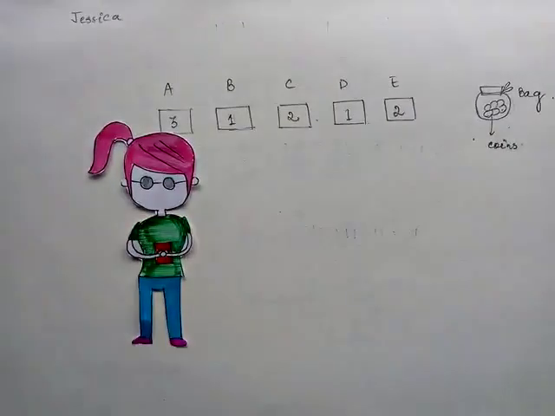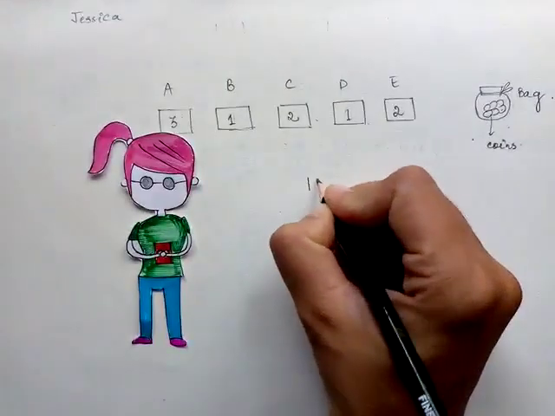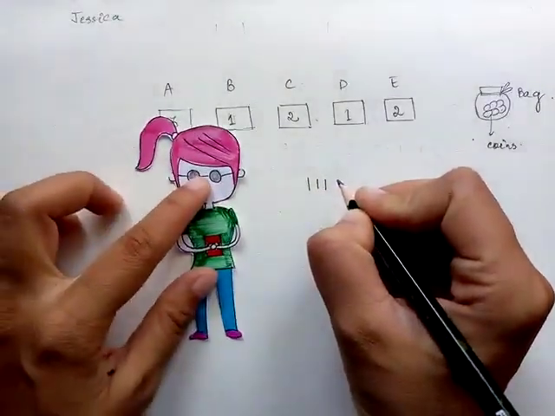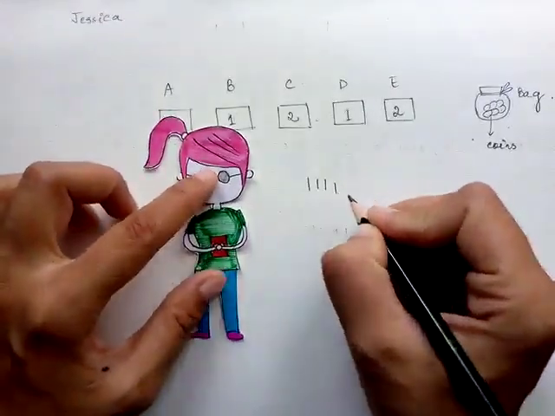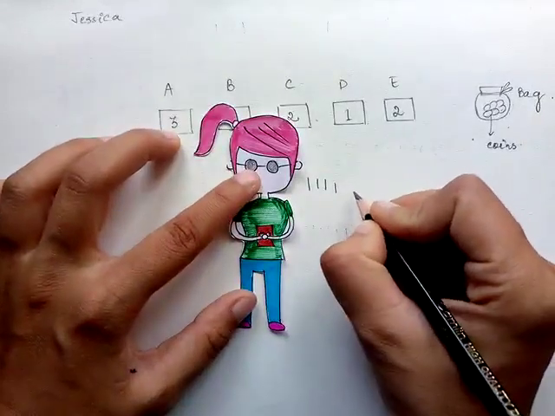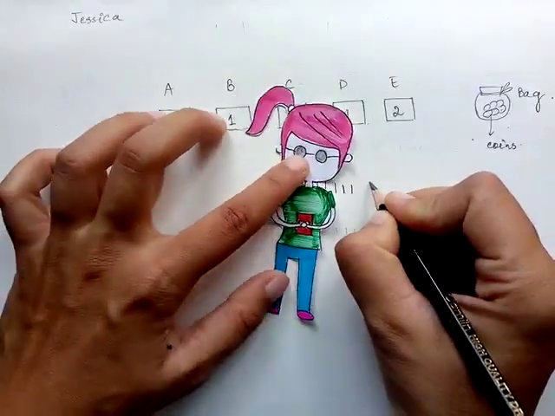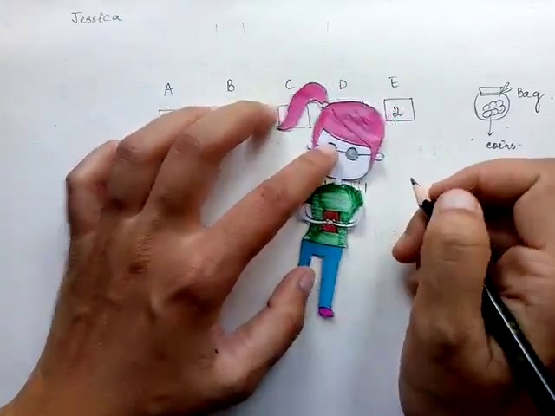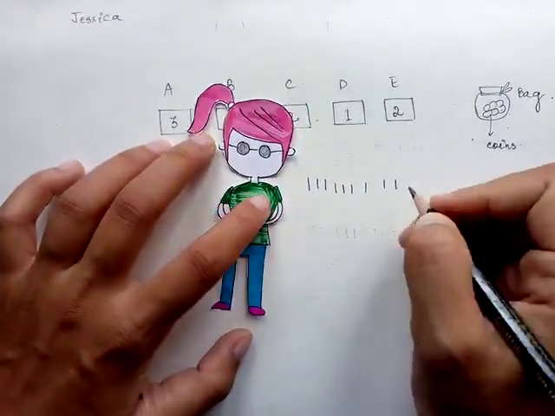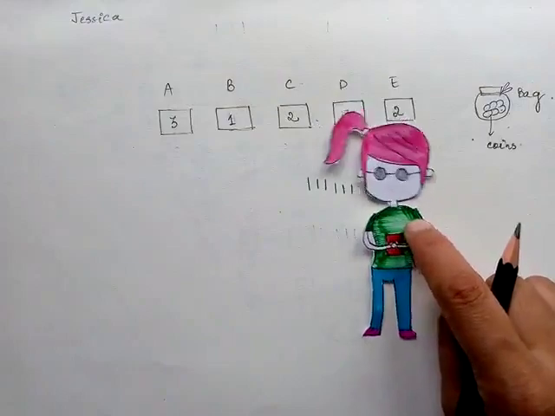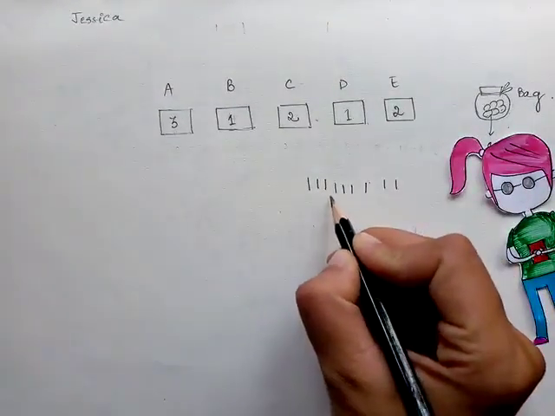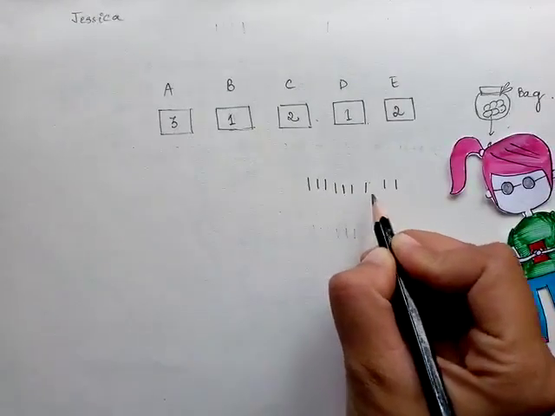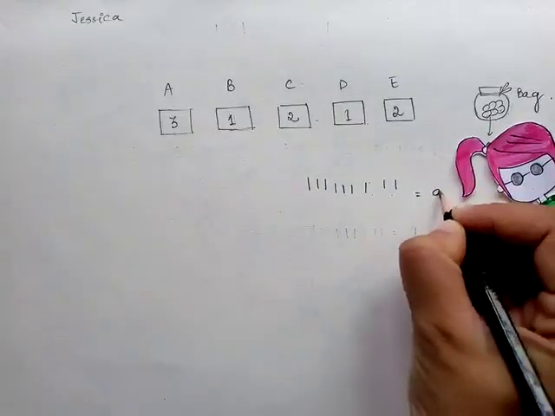She goes to the first person in line and asks, hey, how many coins do you have? Person A says, I have 3 coins. Then she goes to person B and asks, how many coins do you have? Person B says, I have 1 coin. Then she goes to person C. Person C says, I have 2 coins. Then to D. He says, I have 1 coin. Then to E. She says, 2 coins. Now she observes that person E is the last in the line. Then she stops, and now she calculates 1, 2, 3, 4, 5, 6, 7, 8, 9. So the total becomes 9.